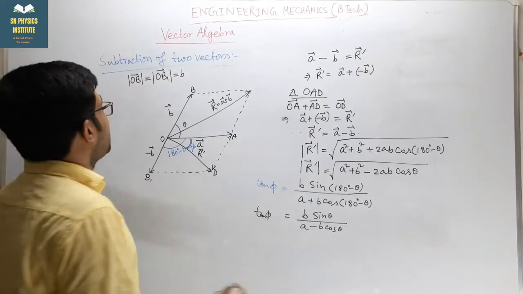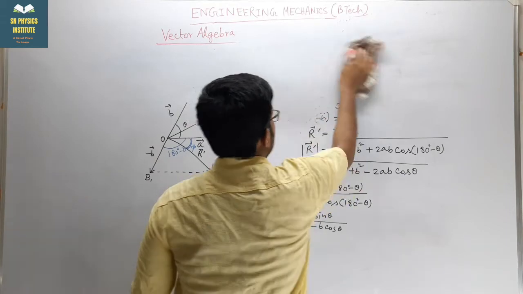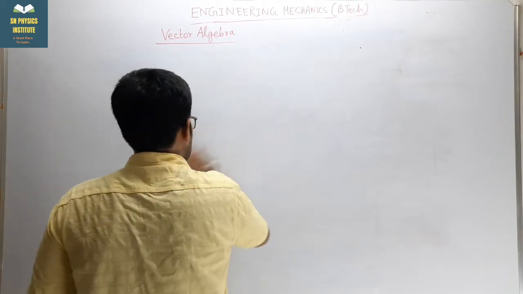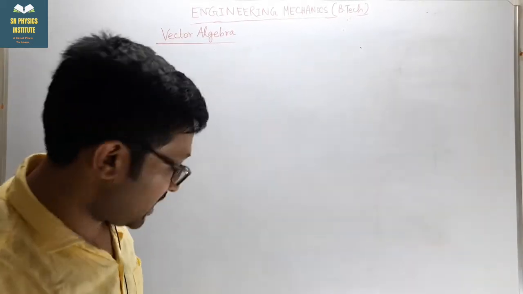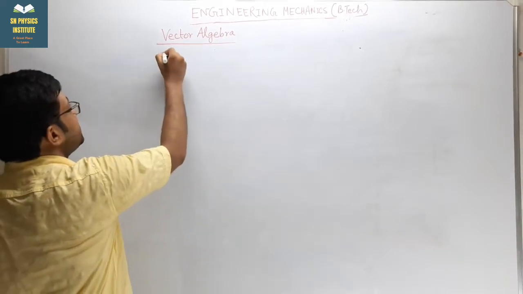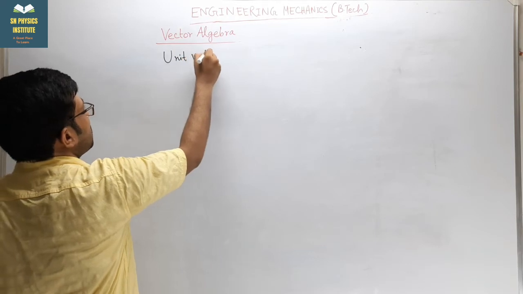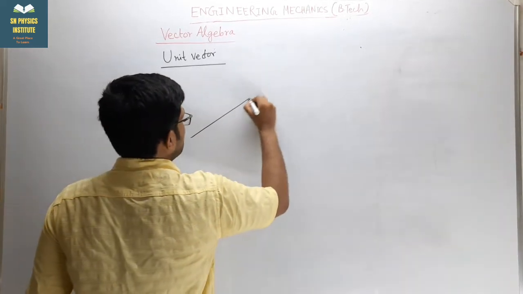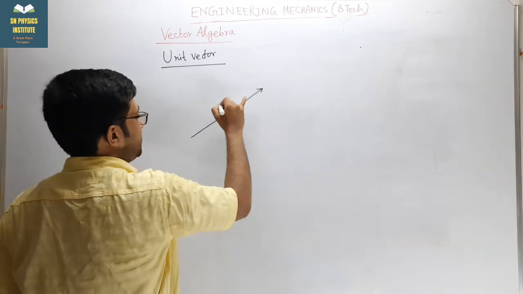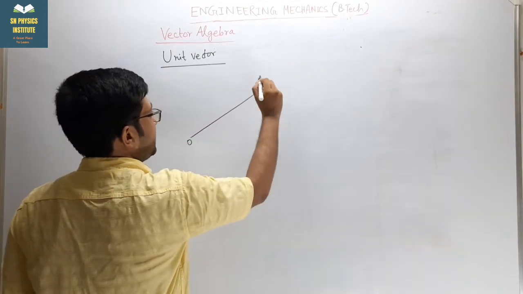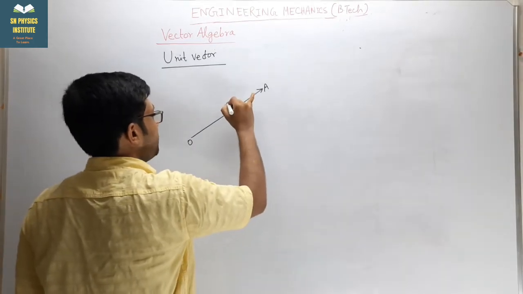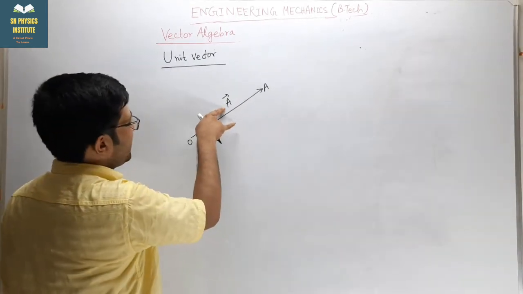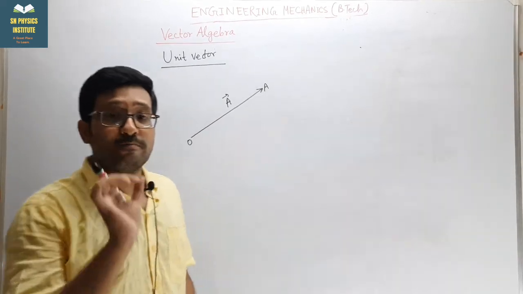Now, next I am considering the unit vector in the case of vector algebra. What do you mean by the unit vector? What is this unit vector? For example, here this is the vector, and I am considering O as the initial point, A as the terminal point or head. So this vector is denoted by A vector, right? And see, unit vector means whose magnitude is 1.